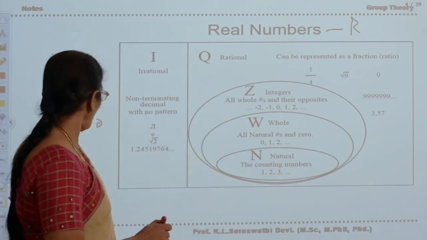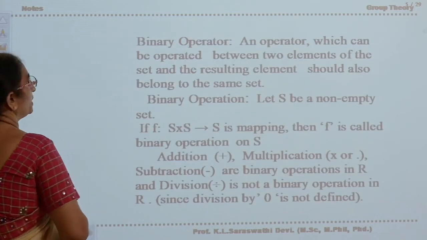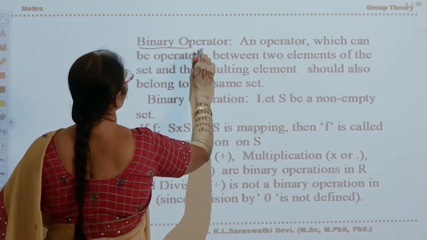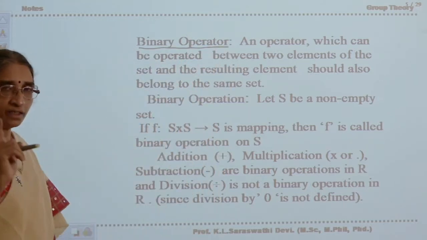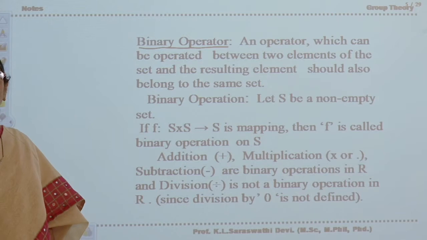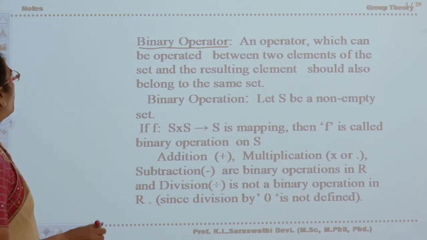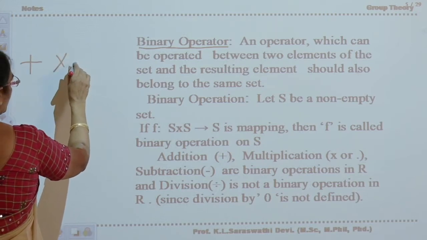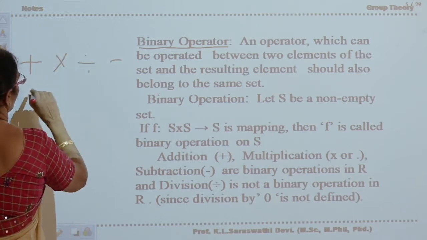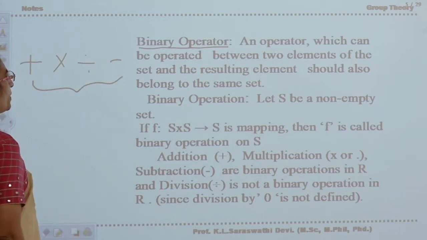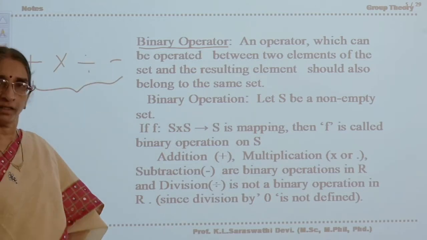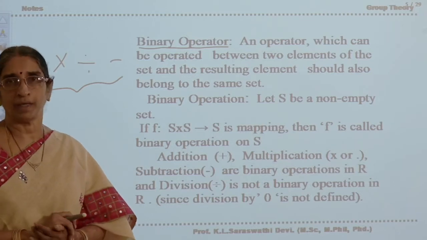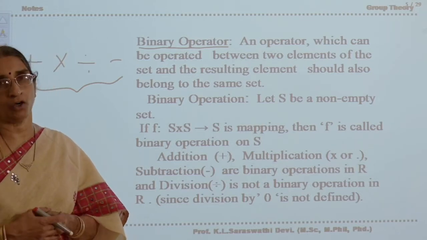Now, after this, we will see the binary operator. What do you mean by binary operator? In arithmetic, you have 4 fundamental operators. What are they? Plus, multiplication, division, subtraction. These are the 4 fundamental operators we have in arithmetic. Now, using these 4 fundamental operators, we will define binary operator.